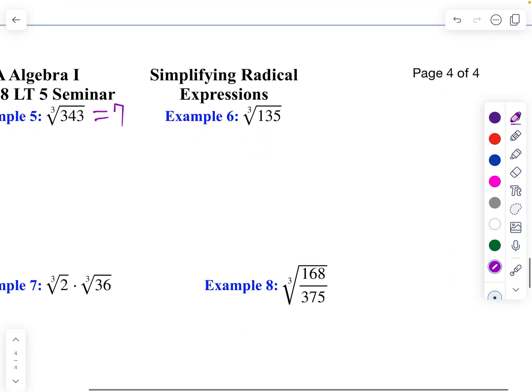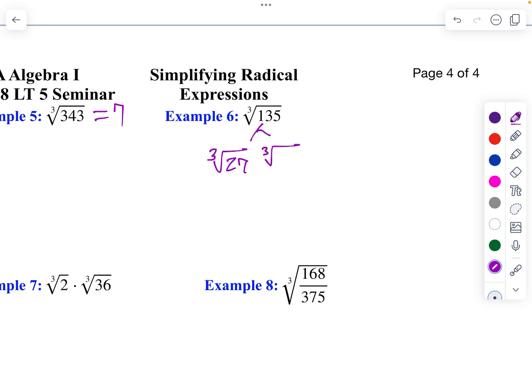So we're going to say the cube root of 27, and 135 divided by 27 is 5. So the cube root of 27 we know is 3, times the cube root of 5. And there's our answer.